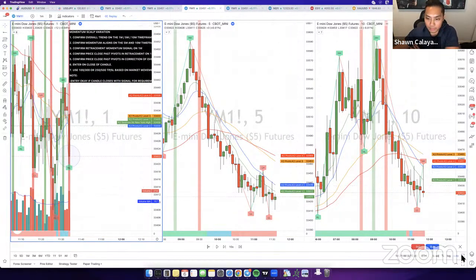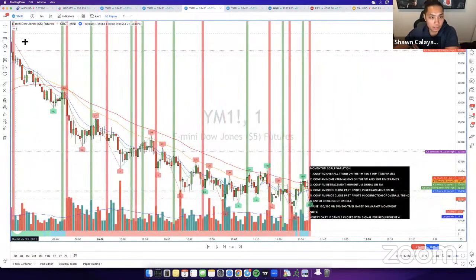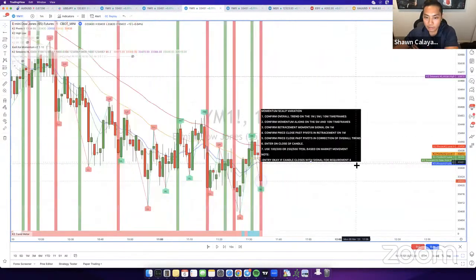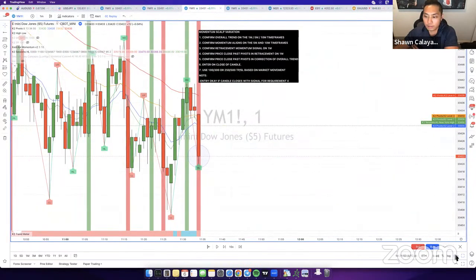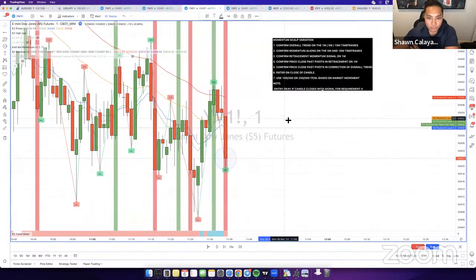So let's maximize this right here so it's easier to see. I'll turn on volume, because volume is not required for this specific strategy. All right, so with that said, we have everything pretty much lined up here. We have the sell signal, we have a downwards trend, we have price breaking and closing below the pivots.